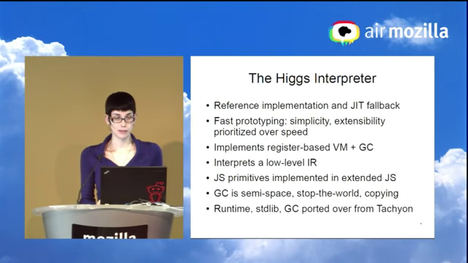So the Higgs Interpreter is basically my reference implementation of JavaScript and a fallback for my JIT compiler. I decided to design this for fast prototyping, so the implementation is simple and straightforward, and I prioritized extensibility over having a very fast interpreter design. The interpreter itself is basically a register-based virtual machine with a garbage collector, and it interprets a low-level intermediate representation. The JavaScript primitives, so all the operators, are implemented in terms of an extended JavaScript dialect, a little bit like in the Tachyon compiler. And the garbage collector is a very simple semi-space copying collector.